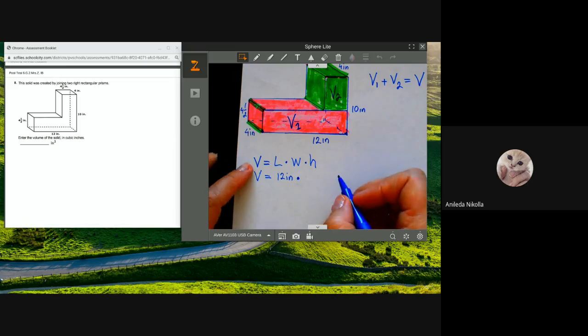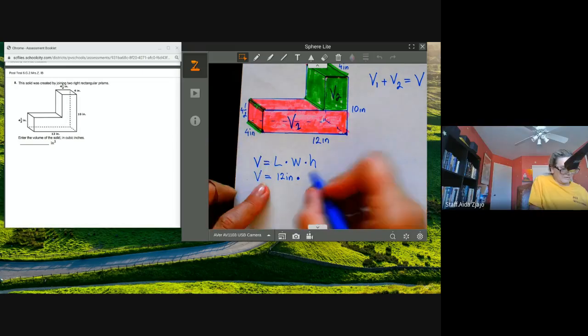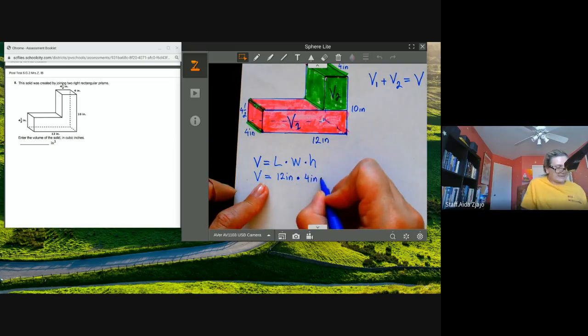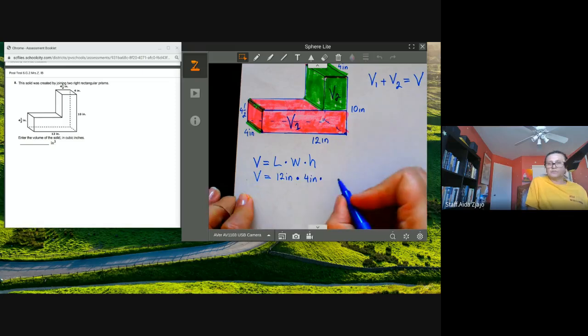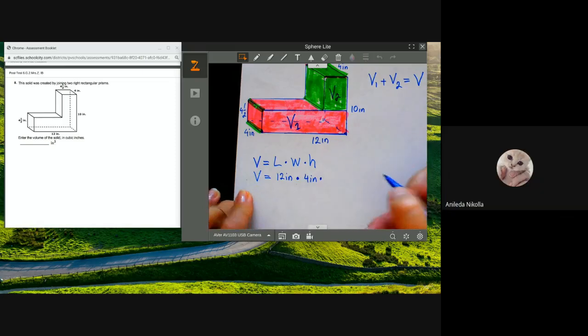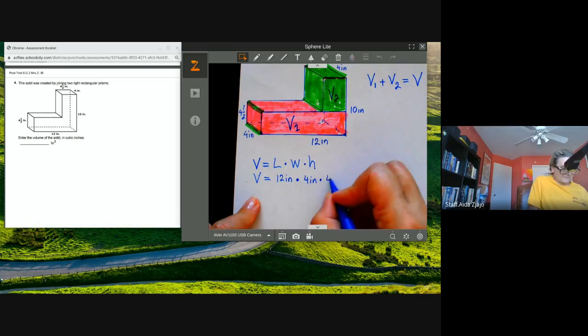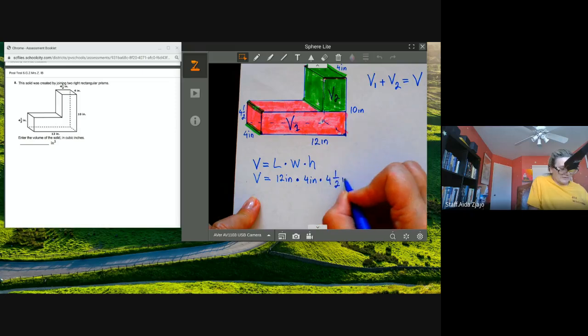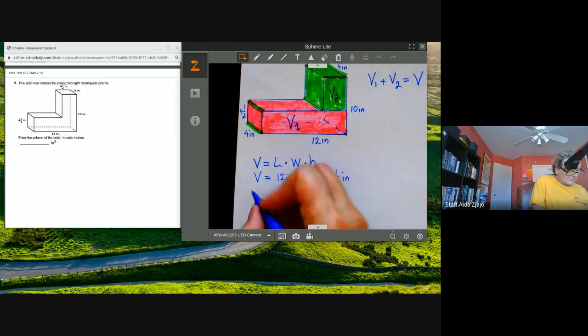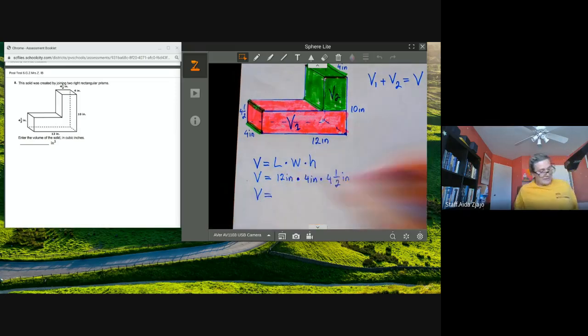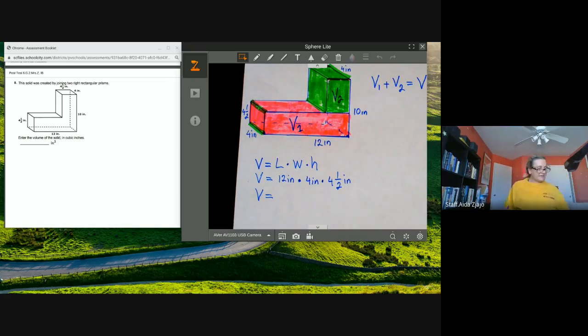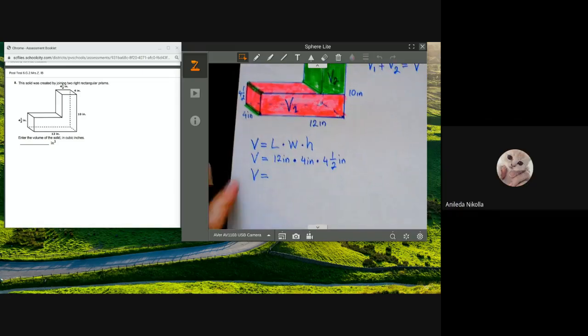The width is 4 inches. And the height is 4 1/2. 4.5. Bravo, 4.5 inch. Okay, and now I'm going to leave the inches away. So can you help me? What would you do first?